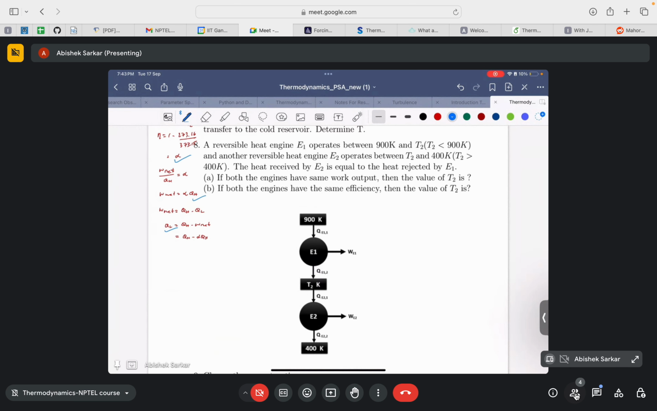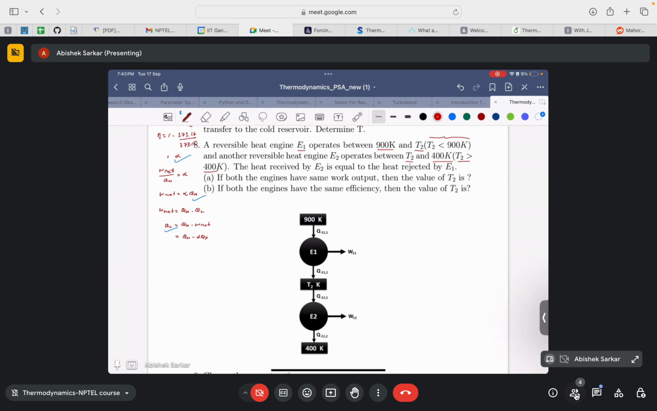Okay. A reversible heat engine E1 operates between 900 Kelvin and a temperature T2. The diagram is given here. Where T2 is less than 900 Kelvin. And another reversible heat engine E2 operates between T2 and 400 Kelvin. So T2 is greater than 400 Kelvin.